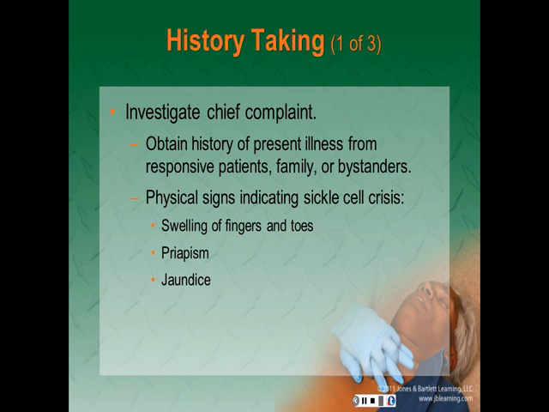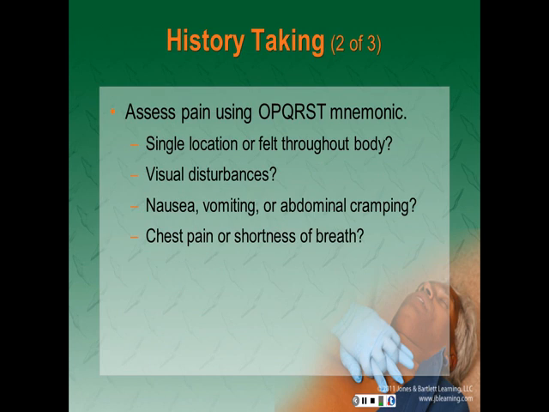Be alert for physical signs indicating sickle cell crisis, such as swelling of the fingers and toes, priapism, and jaundice. Include the OPQ-RST mnemonic for assessing pain. Is the pain isolated to a single location or felt throughout the body? Is the patient having any visual disturbances? Is the patient experiencing nausea, vomiting, or abdominal cramping? Is the patient experiencing chest pain or shortness of breath?